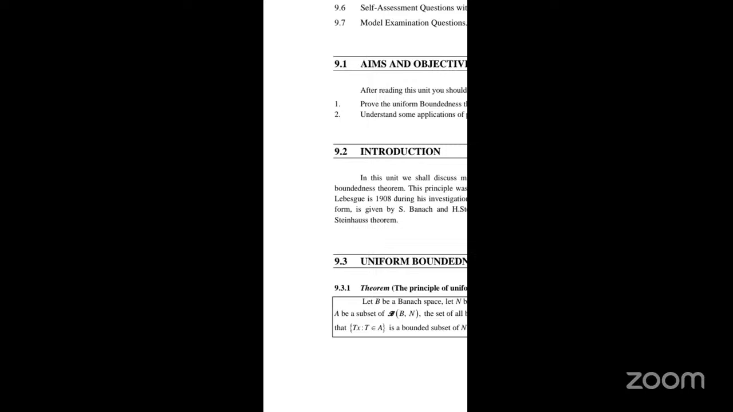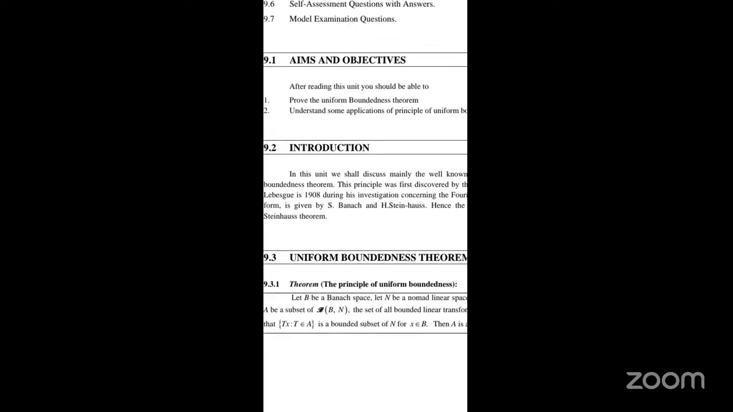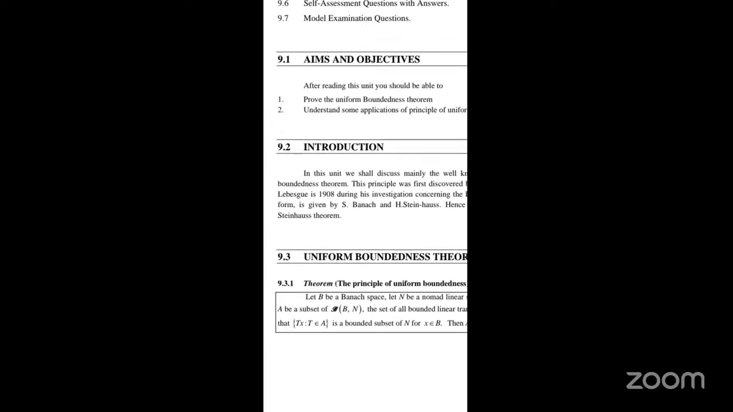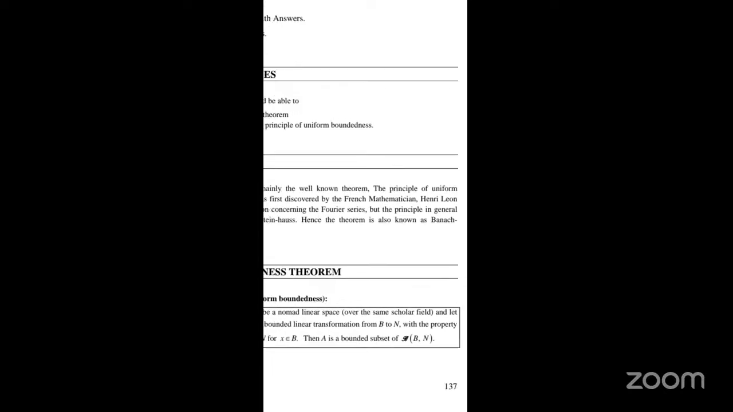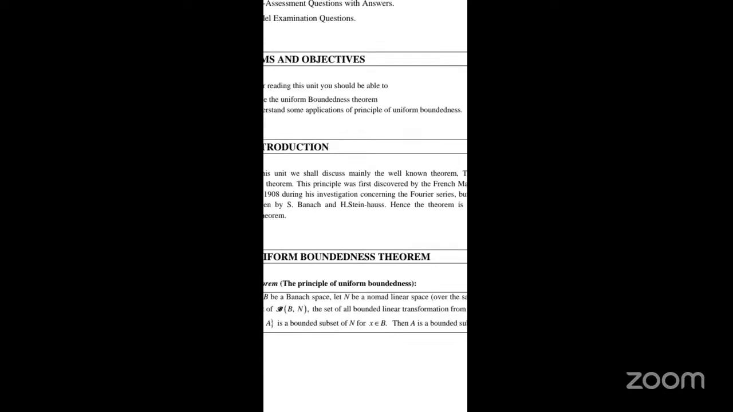So you define the mapping; it is a bounded subset of N for small x belonging to capital B. Then capital A is a bounded subset of script B of B and N. Here, defining the subset A as a bounded subset of script B of B and N means the set of all bounded linear transformations. Now this is the statement of the principle of uniform boundedness. Now let us see the proof of this theorem.